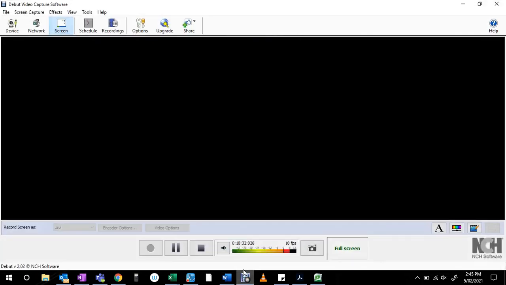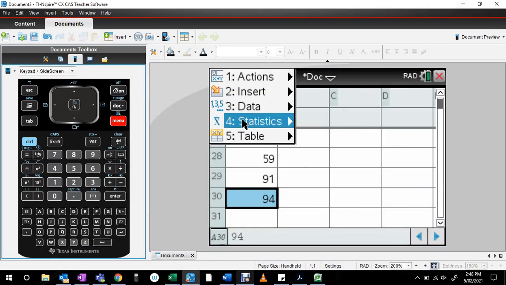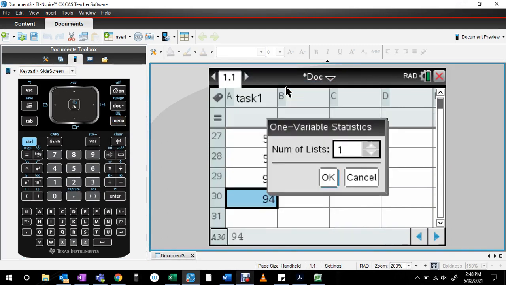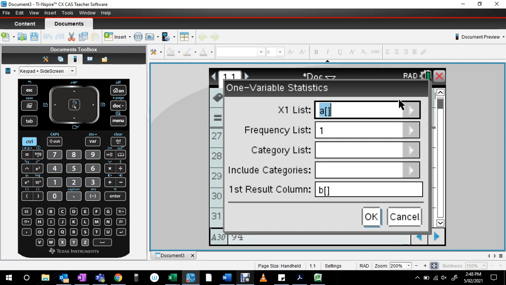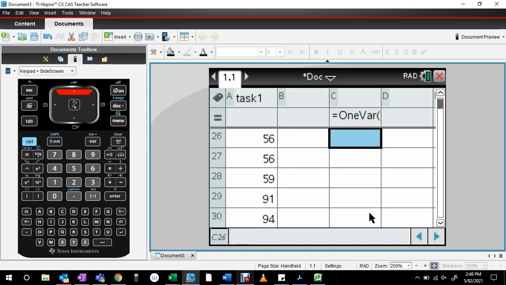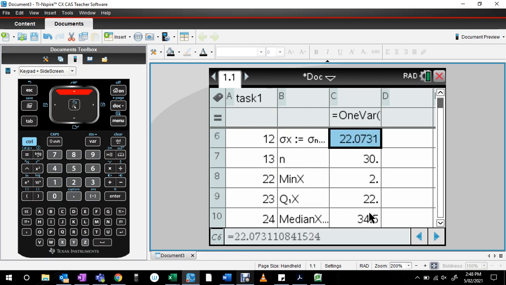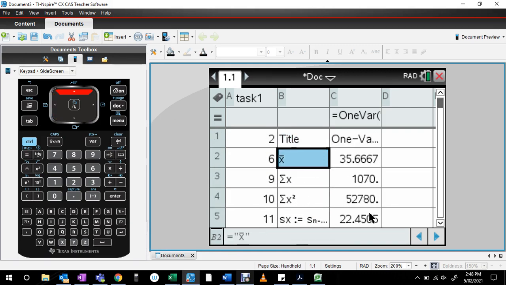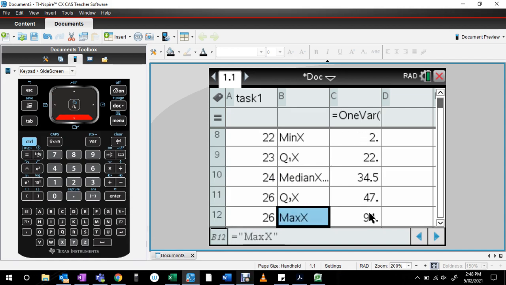Menu. Menu, statistics. Which one? Stat calculation. Stat calc. And then one variable. Leave that as one. What do we put here? Whatever the variable is, so task 1. You might have called yours differently, but just scroll up because it's probably all the way up there. What does the backwards 3x squared mean? This one here. Yeah, this one. No, up. It's on number 12. Yeah, this one.